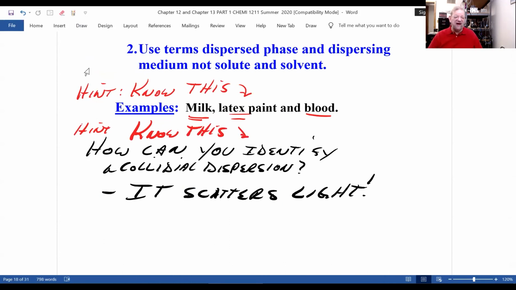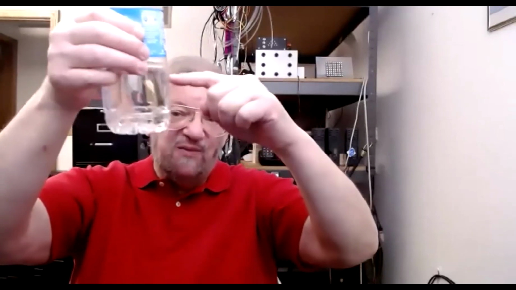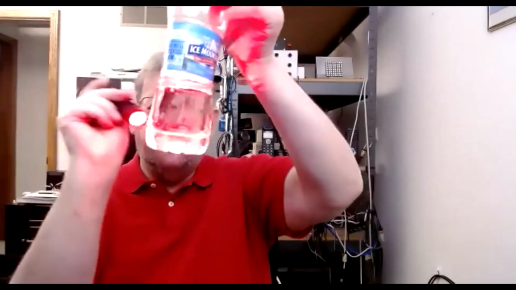How can you identify a colloidal dispersion? It scatters light. Now, what do I mean by that? In a solution, if I had sugar in here, which I don't, or salt, and I made a solution, and I take a flashlight, the light goes through. Now, if this were milk, and I took a flashlight, you wouldn't see the flashlight.